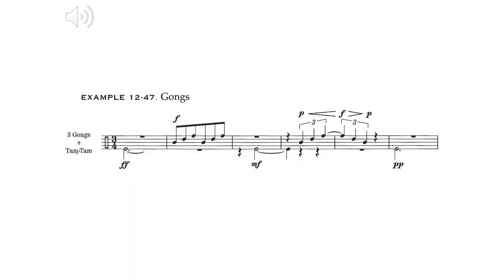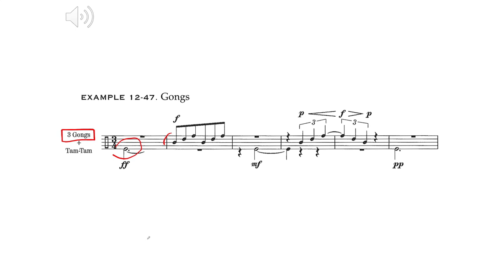But in Adler's book, they are both classified as instruments of indefinite pitch, but actually gongs produce more or less definite pitches. So the tom-tom is here and gongs are here. We have three gongs and one tom-tom. Once again, the notation is not recommended.